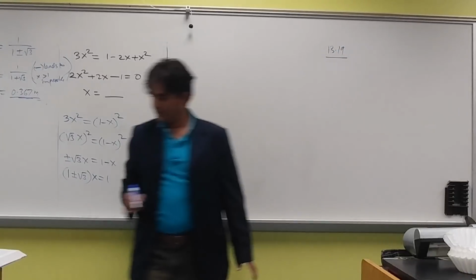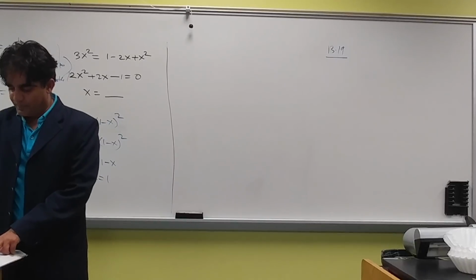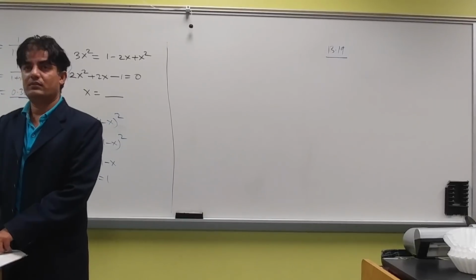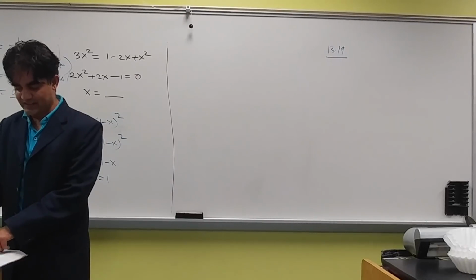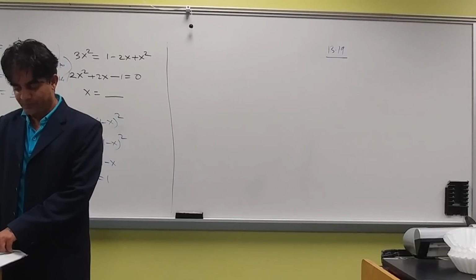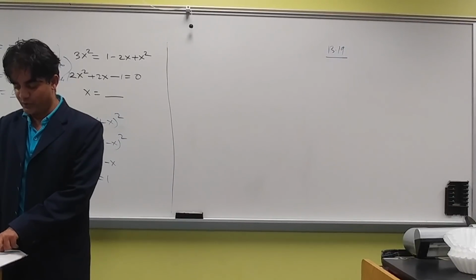13.19. What the question says, I'll read the question for you. A planet orbiting a distant star has a radius of 3.24 times 10 to the 6 meters. The escape speed for an object launched from this planet's surface is 7.65 times 10 to the 3rd meters per second.